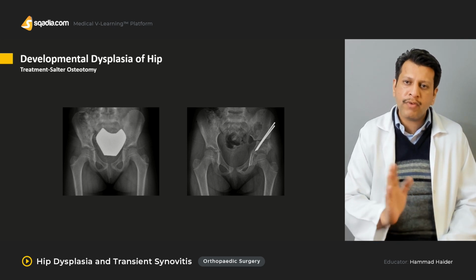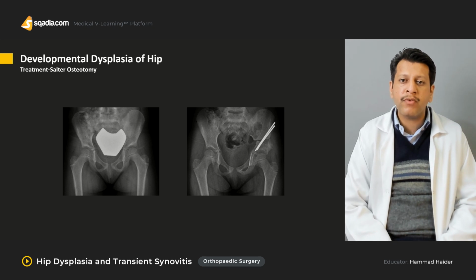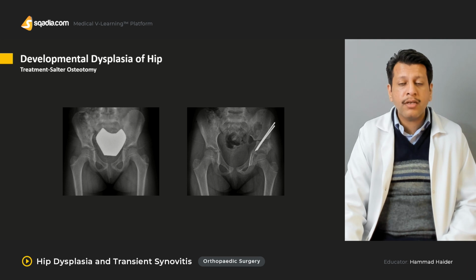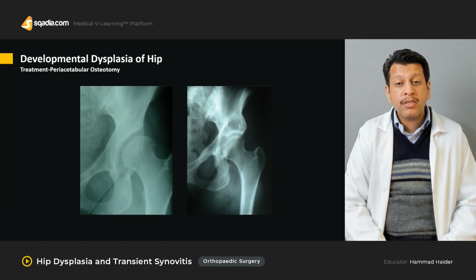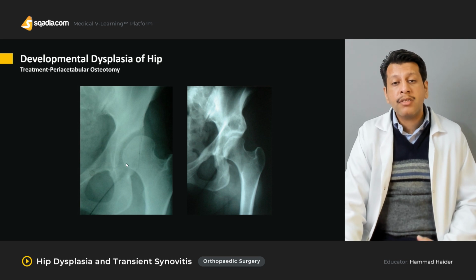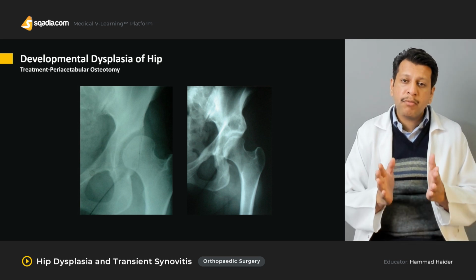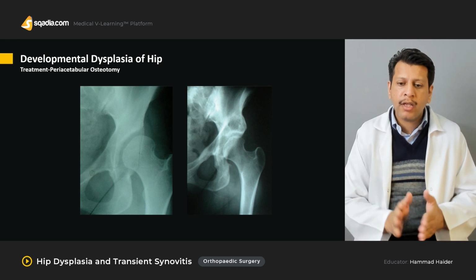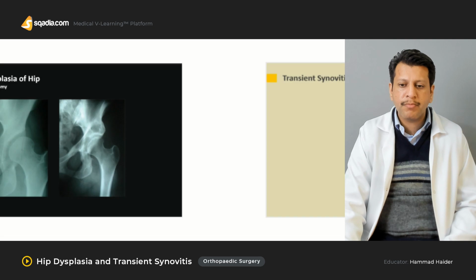Usually after the age of 5 or 6 we may have to go for some form of acetabular or pelvic osteotomy, the most commonly done being the Salter osteotomy, along with the femoral osteotomy, which may include varus derotation or femoral shortening osteotomy. We'll also be discussing other forms of acetabular osteotomy such as Pemberton or periacetabular Ganz osteotomy, and briefly the indications for Salter, Pemberton and periacetabular Ganz osteotomy as well.